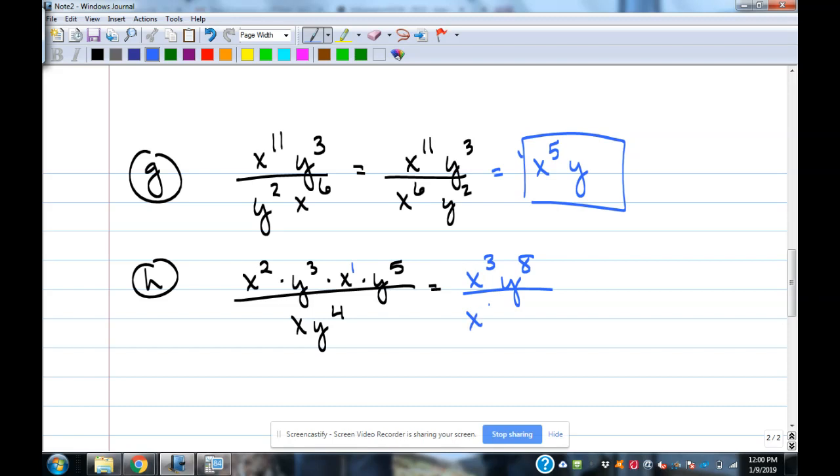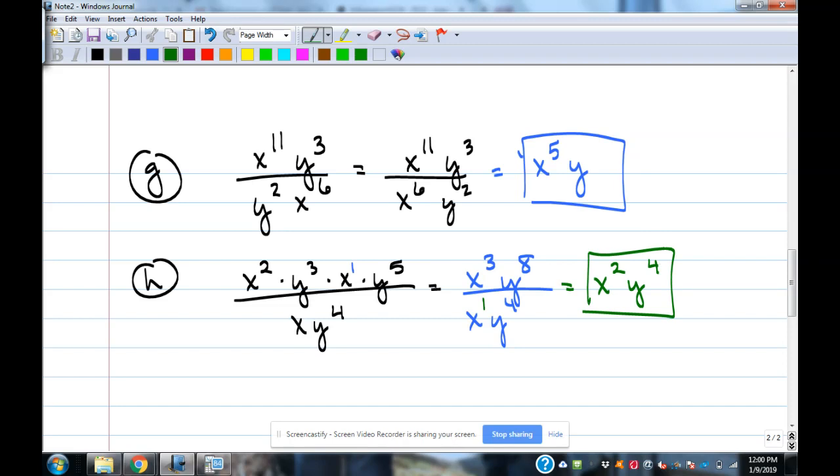On the bottom, I hadn't done anything. So that x has a 1 exponent. That's right. And then what do we do from there? Up and down. So 3 minus 1 would be x squared, y to the 4th. 8 minus 4 is 4. So we get our quotient out of that.